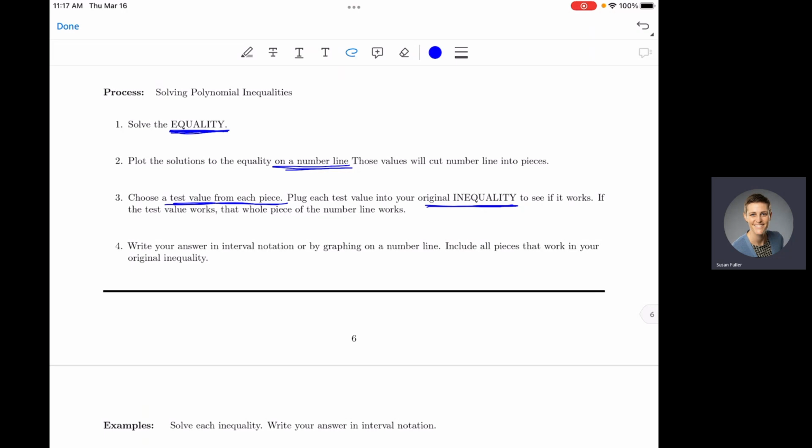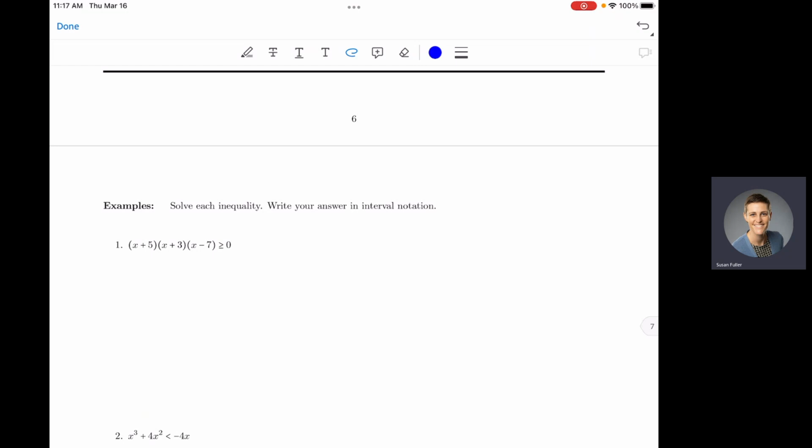And you can use any test value in that whole section that you want. All of the values in there are going to work the same way. You can pick whatever you want. Just make sure that your test value is in that piece. I find especially with negative numbers, it can be more of a challenge to make sure that your numbers are in the right spots. So test your test values in the inequality and then write your answer and make sure you include all of the pieces that work. Okay, so we did number 1 here in class.